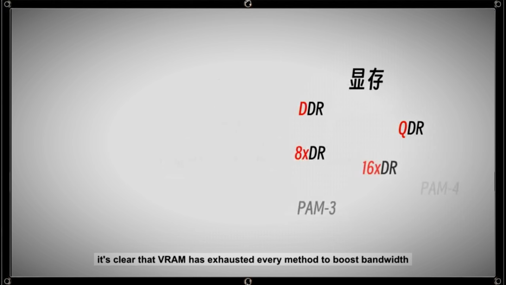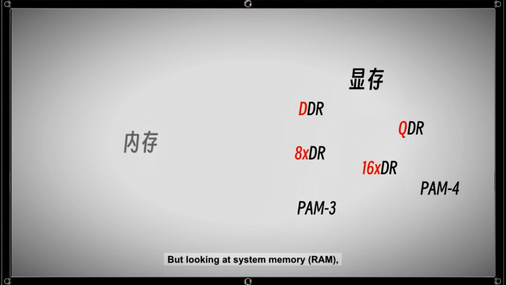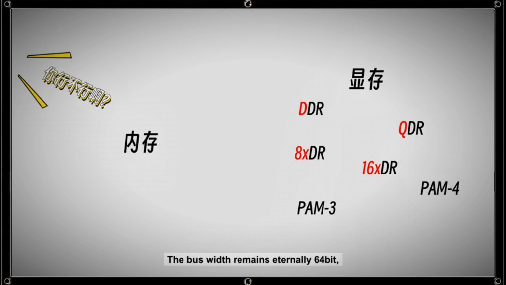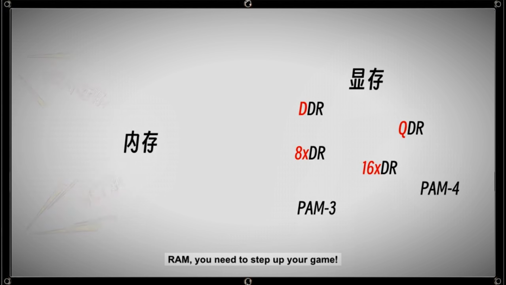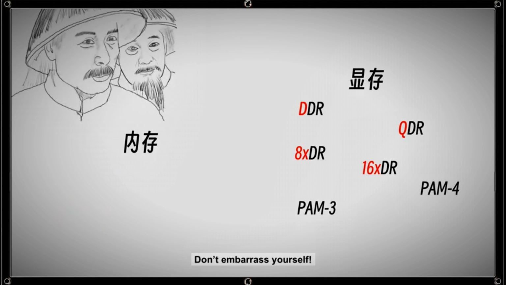After discussing all these VRAM technologies, it's clear that VRAM has exhausted every method to boost bandwidth. But looking at system memory, RAM, aside from using both rising and falling edges for data transfer, it seems to have done little else. The bus width remains eternally 64-bit, with each generation just bumping up the clock speed, and not by much. RAM, you need to step up your game.